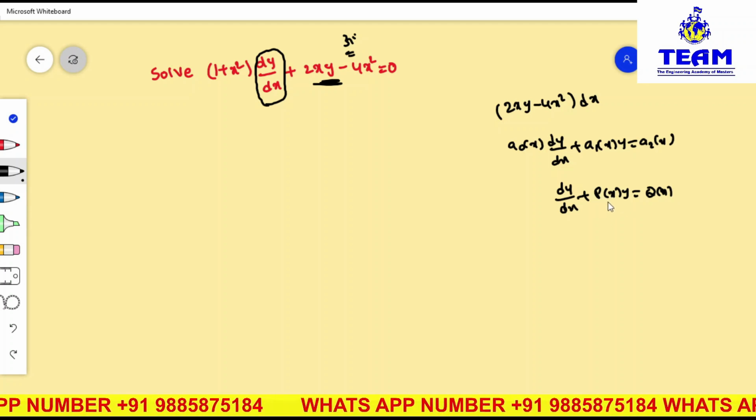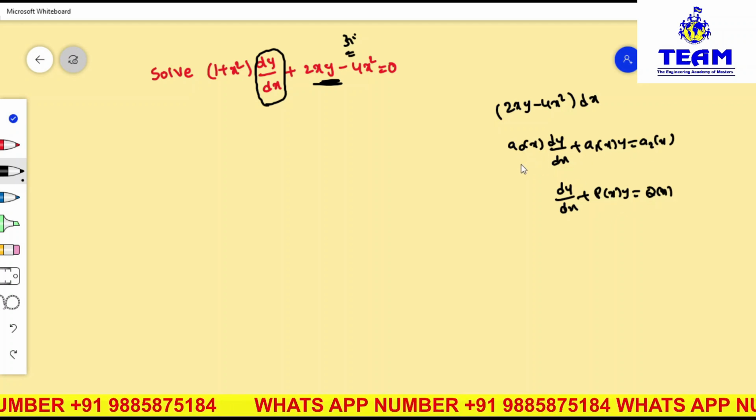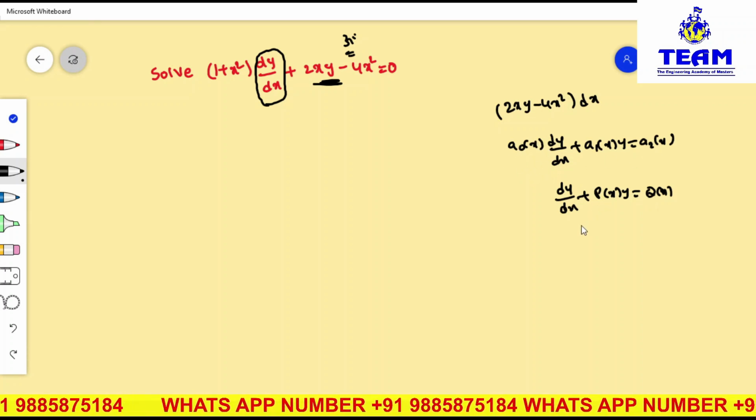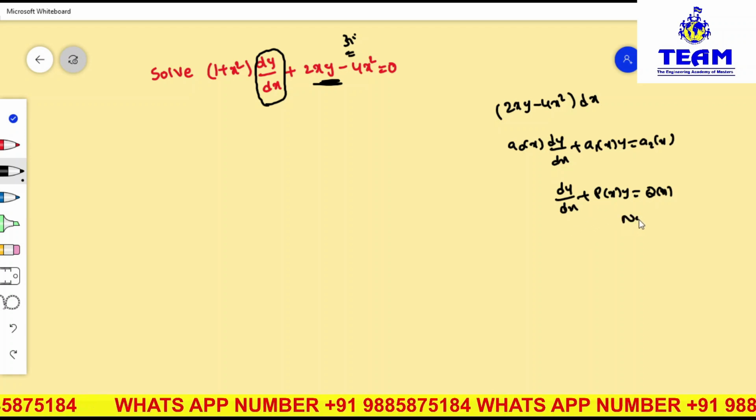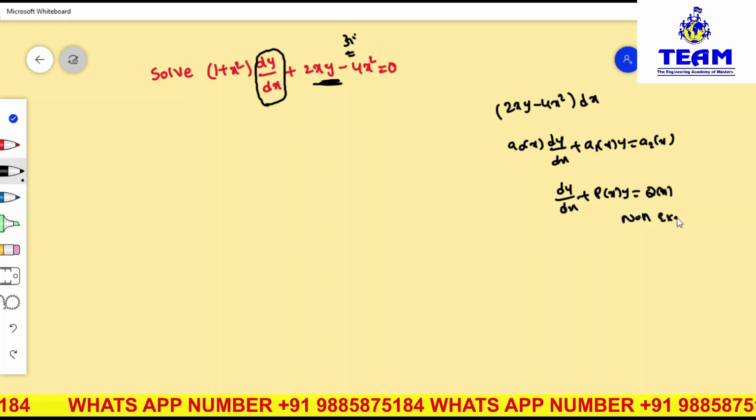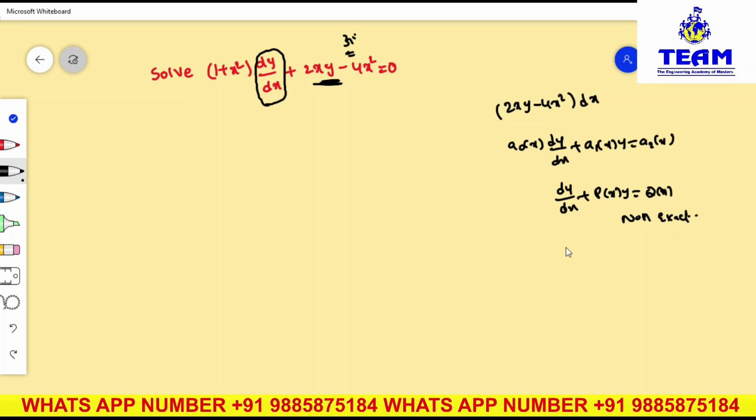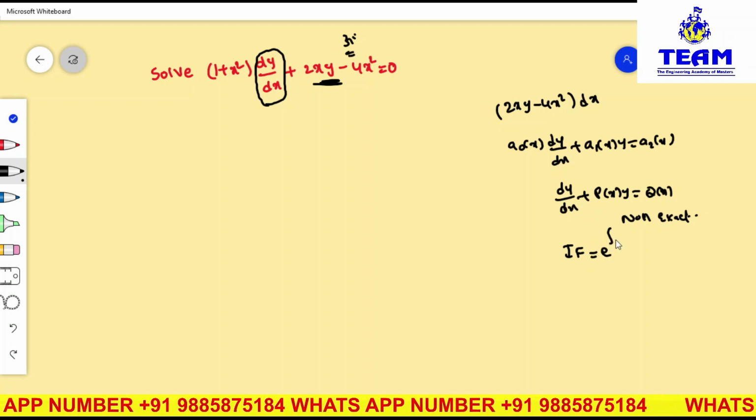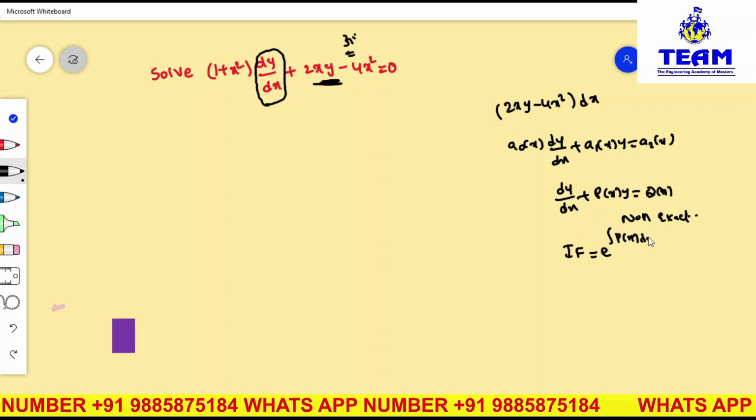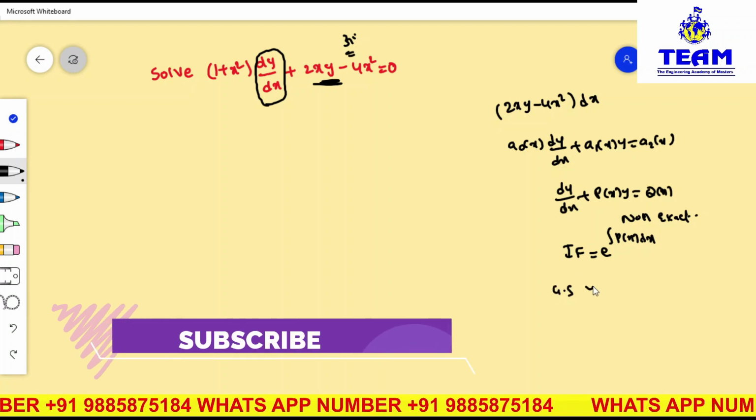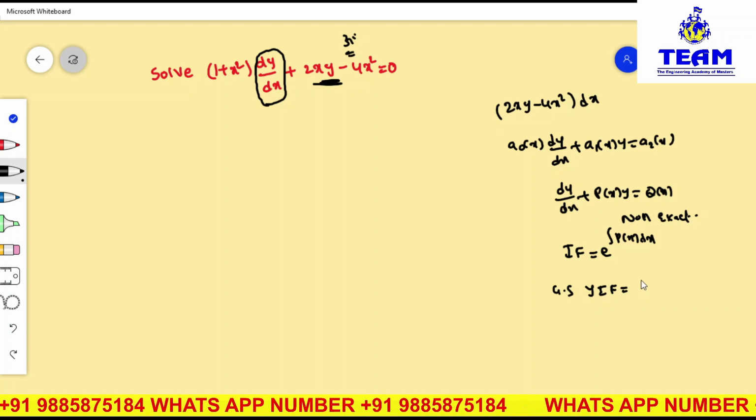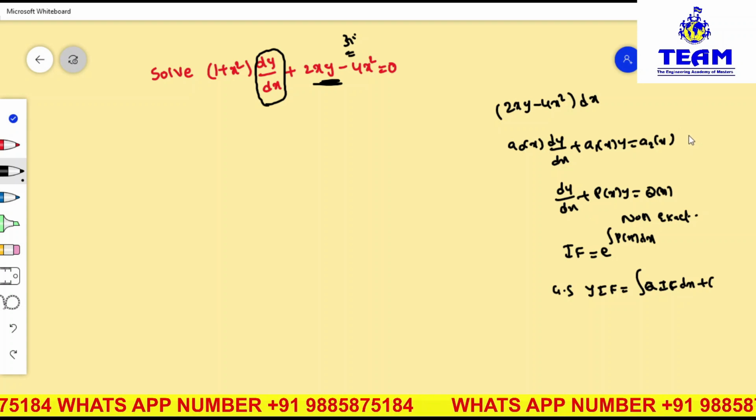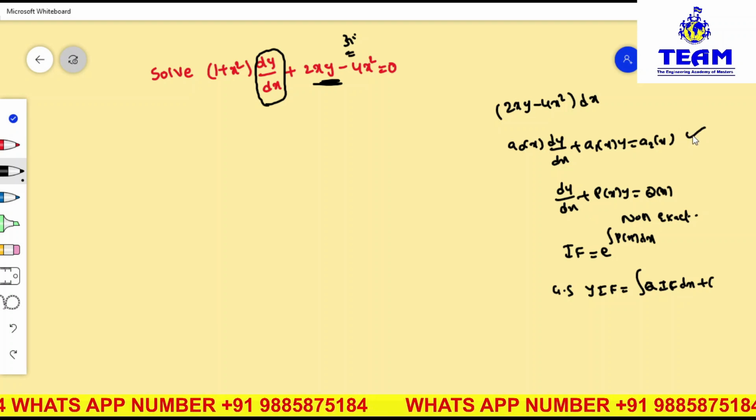Okay. How do you get this p of x and q of x? By dividing both sides by a naught of x. Now, this is a non-exact differential equation. Non-exact. So we have to make it exact by multiplying with a suitable factor. The factor is said to be the integrating factor. The integrating factor for the linear differential equation is e to the power of integral p of x dx. And the general solution is y into integrating factor is equal to integral of q of x into integrating factor dx plus c. Friends, this is the working rule for the first order and first degree linear differential equation.